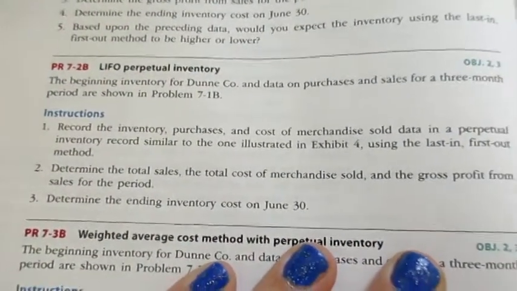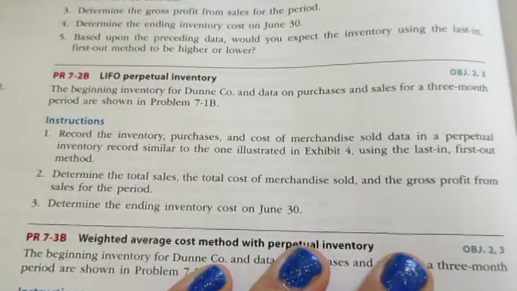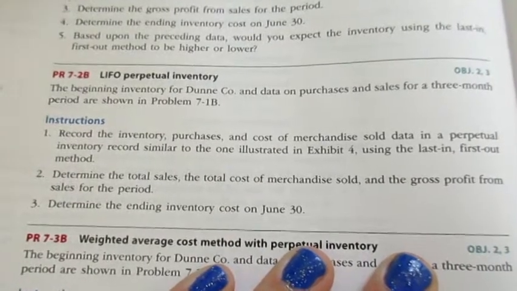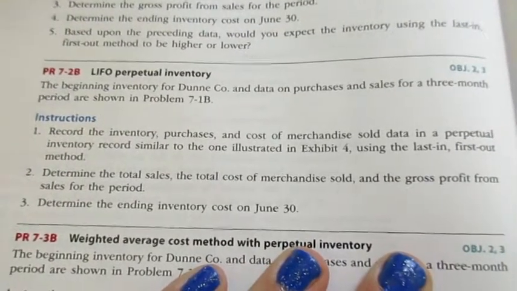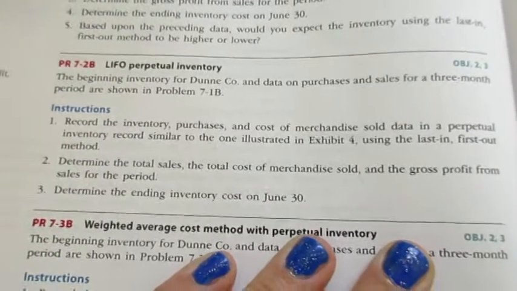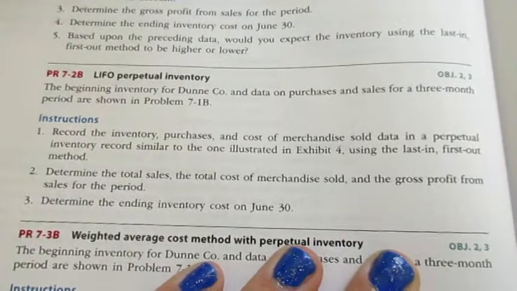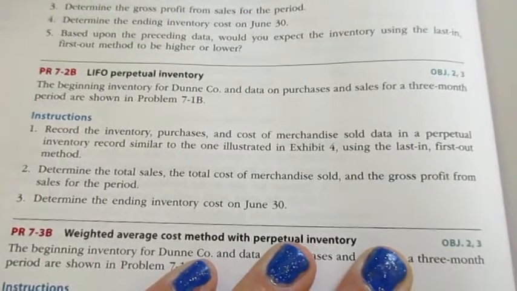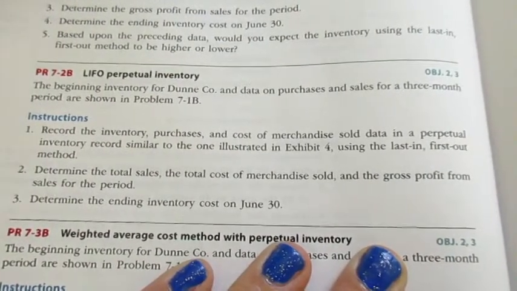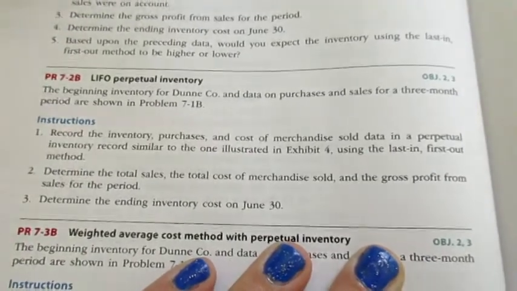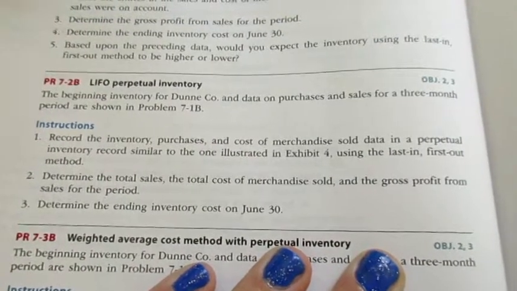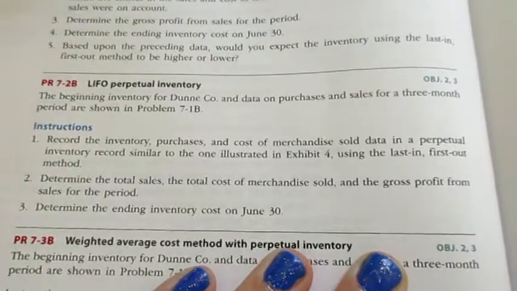Okay, 7-2B, we're going to do the same thing we did for 7-1A, but we're going to use LIFO this time, so last in, first out. Again, step 1, record the inventory, purchases and cost of merchandise sold, and the perpetual inventory record similar to the one in Exhibit 4 using last in, first out, and determine the total sales, total cost of merchandise, and gross profit from sales for the period.